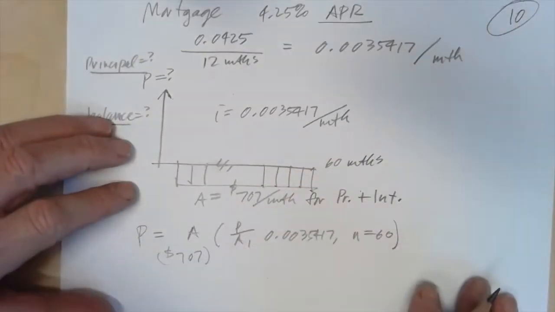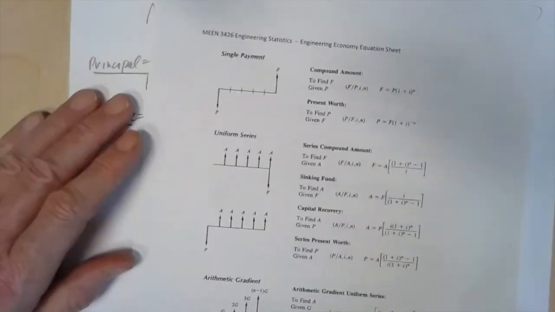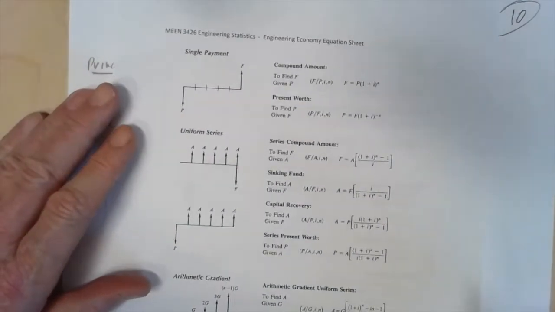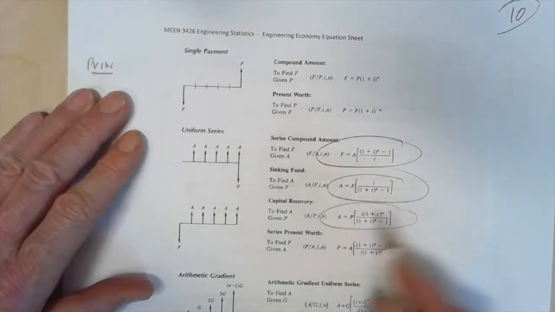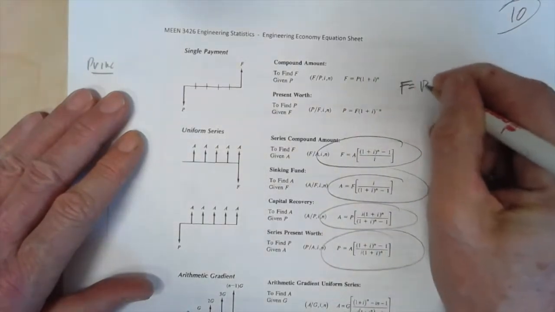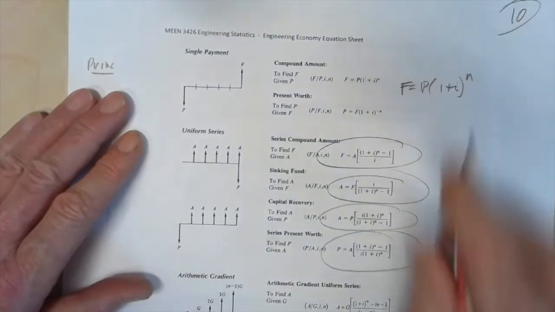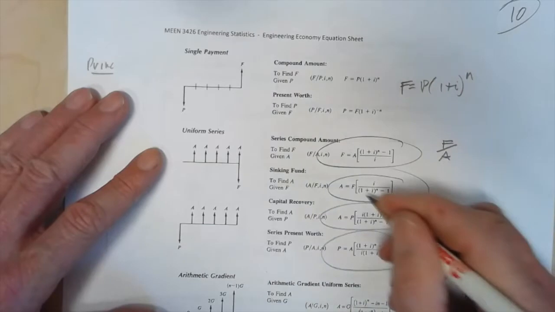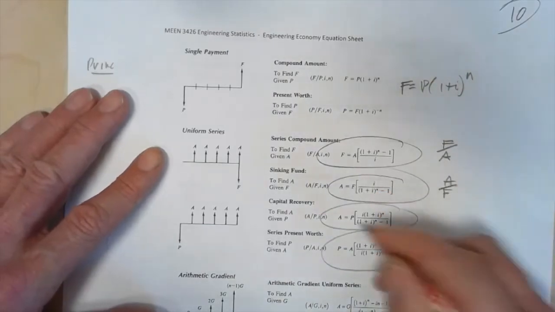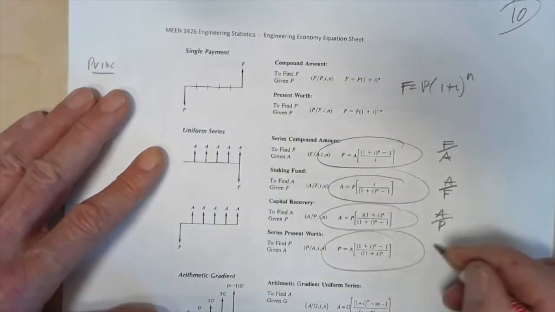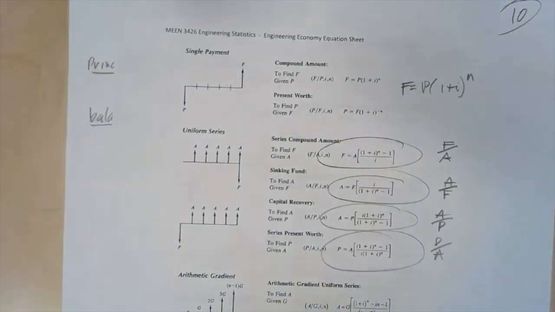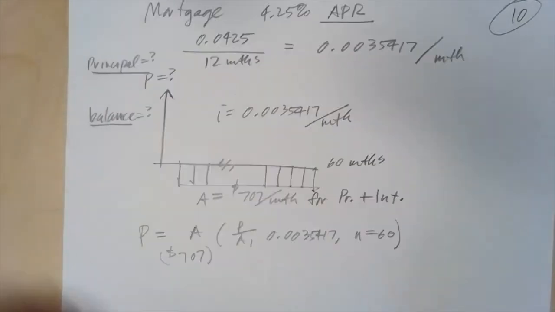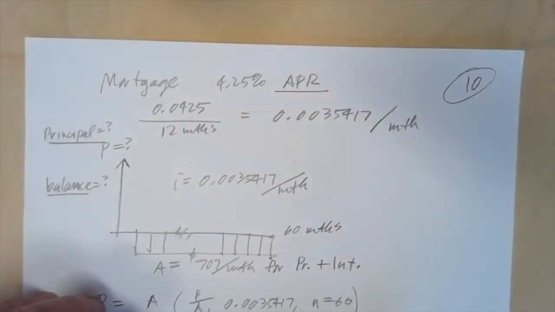Here's where you have to use the equations. Now, from the Newton book, they have a nice sheet of equations. These are the equations right here. I already showed you F is equal to P times (1 plus I) to the N. But this is the equation for F over A. This is A over F. This is A over P, and this is P over A. And so we're going to use the equation to solve for exactly what is my principal left. All right? So let's go to the next page.